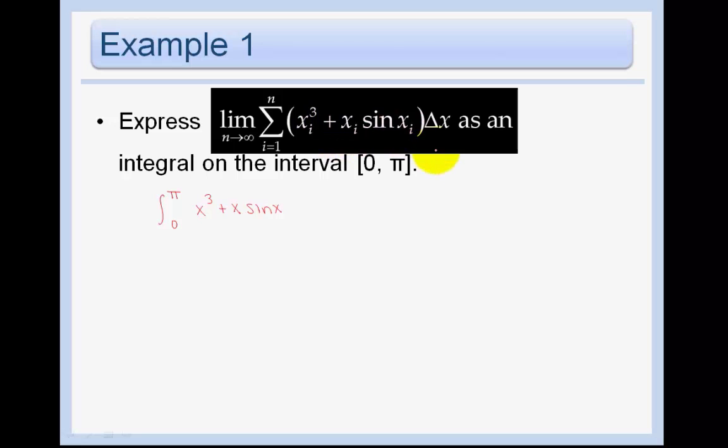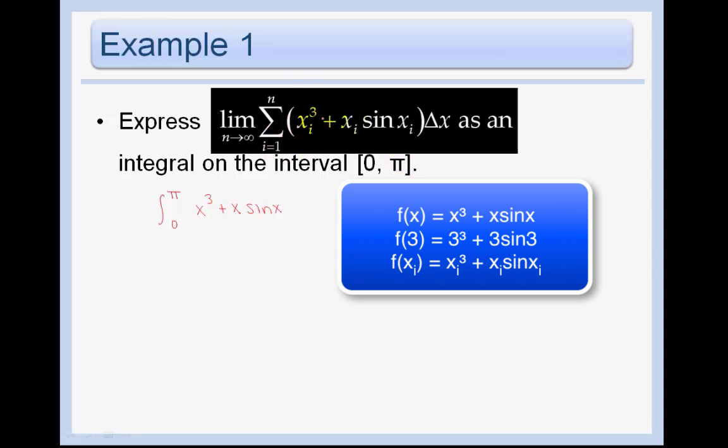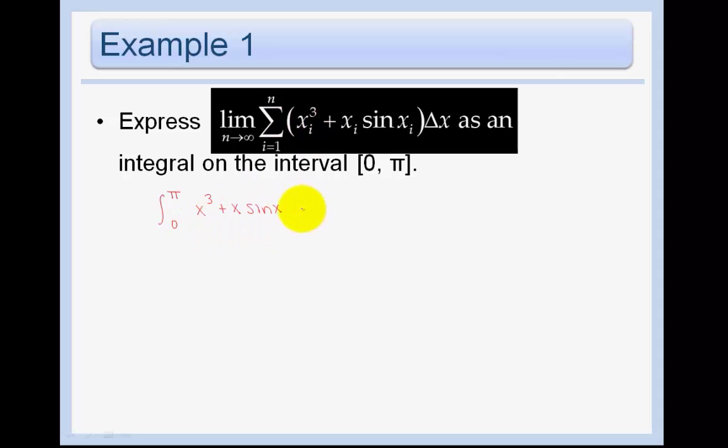If we're looking at some point, x sub i, we just plug that in, right? Like if I wanted to do f of 3, I would have plugged in 3 everywhere. So here they're just saying, well, let's plug in some x sub i. So that's why it says x sub i cubed. And what are we taking this with respect to? With respect to x. So that's it. That's all you have to do.